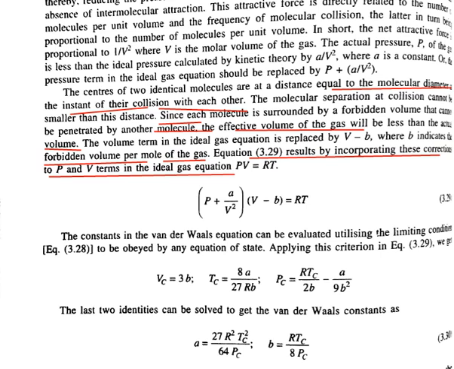Incorporating these corrective terms in the ideal gas equation PV equal to RT, P becomes P plus A by V square, and V becomes V minus B, equal to RT.